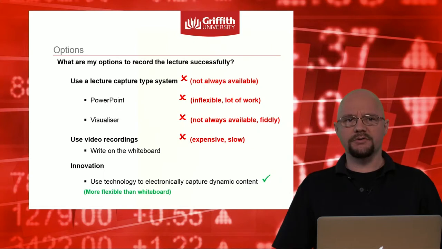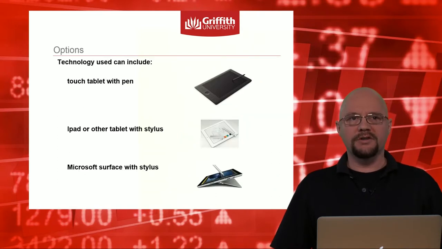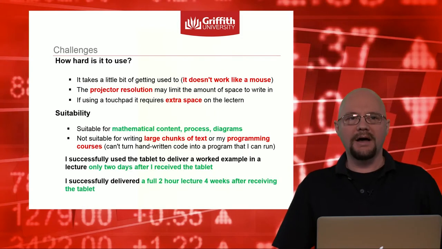Another alternative is to use video recordings, so I can capture what I write on the whiteboard, but that's typically expensive, slow, and it needs an editing process. So the innovation that I looked at was to use technology to electronically capture the dynamic content, and it's a little bit more flexible than the whiteboard. And so the kind of technology options that I could use would be a touch tablet with a pen, an iPad or another tablet with a stylus, or a Microsoft Surface type processor with a stylus.